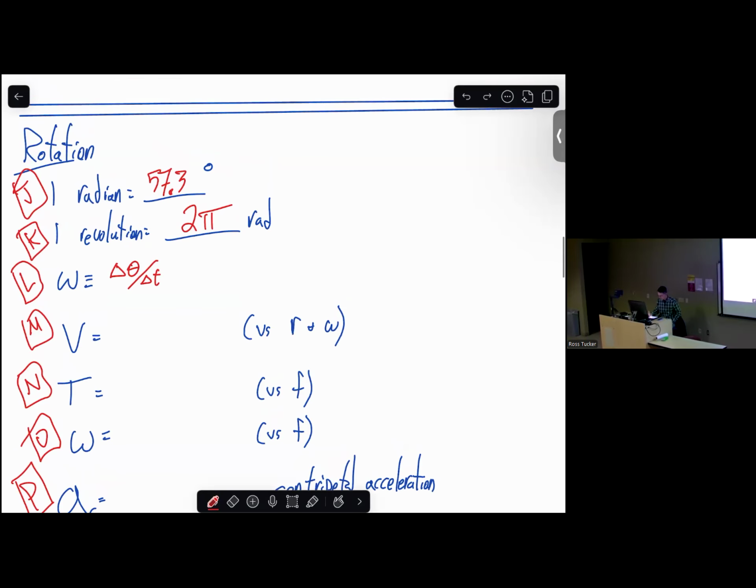You want me to write it out? If you just look up Greek letters, this is all.